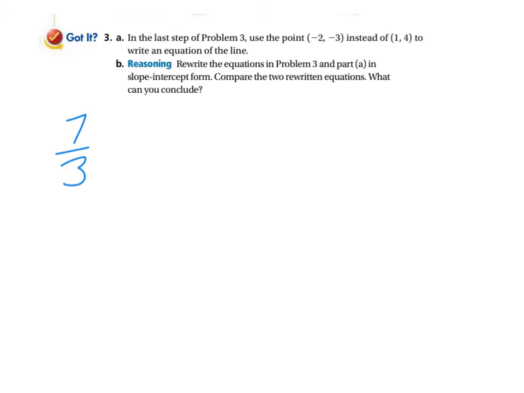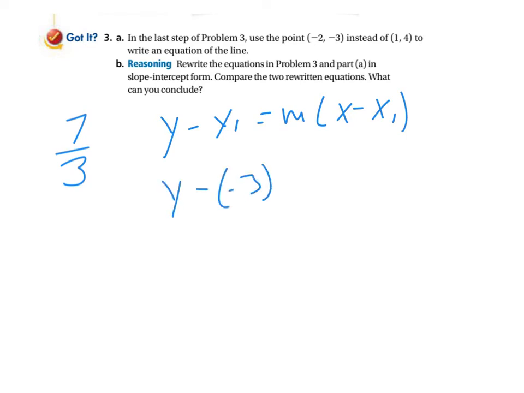Okay, so for this reading, got it. It says in the last problem 3, use the point -2, -3 instead of 1, 4 to write an equation of the line. So rewrite the equation in problem 3 in slope-intercept form as well. So we're going to use a different point, that -2, -3. As a reminder, it's y minus y1 equals m times the quantity x minus x1. So we're going to take y minus -3 equals m times x minus -2.